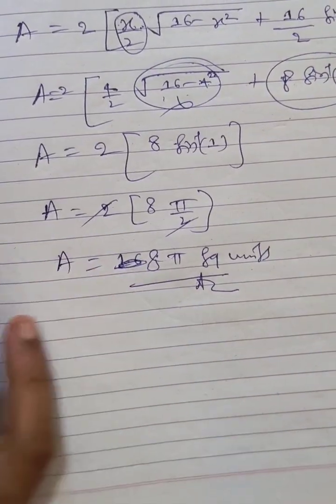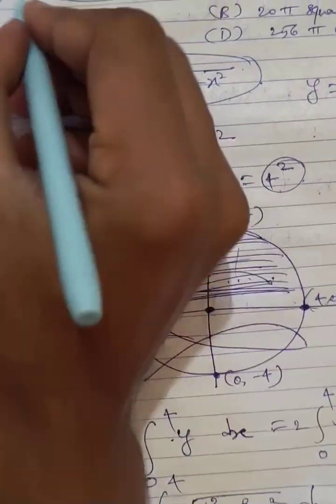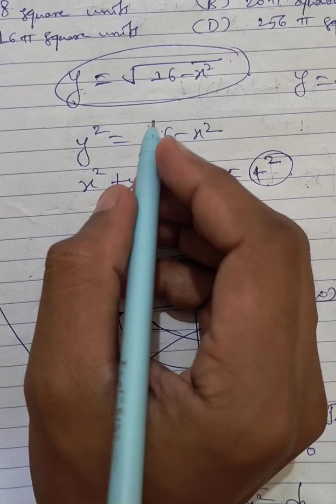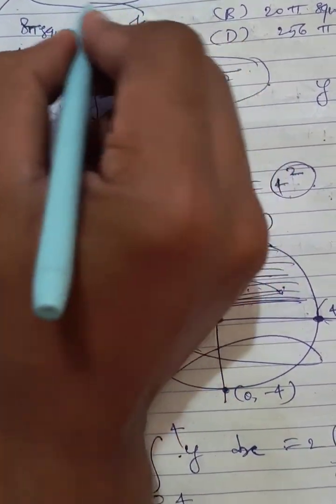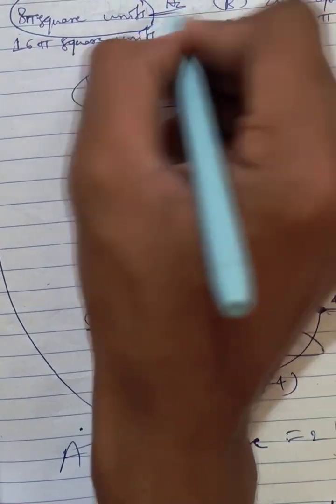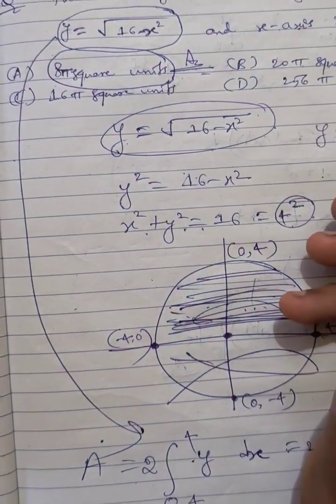So which option is correct here? The option with 8 pi. So this is the answer: 8 pi square units. Is it clear, students? Okay, thank you.